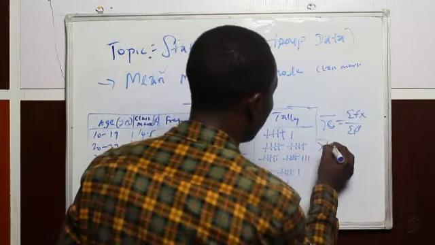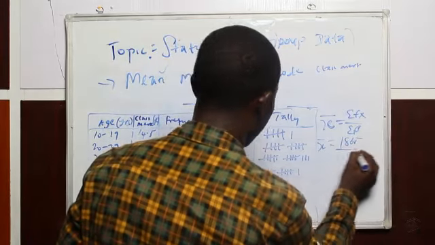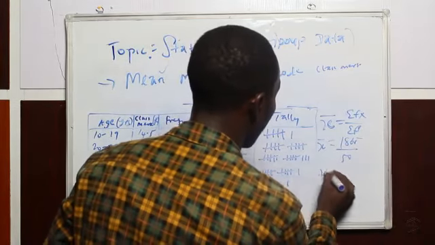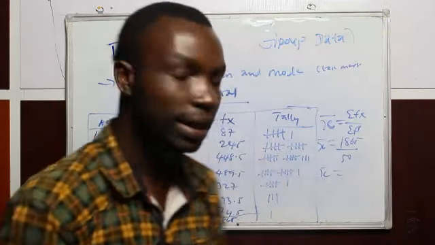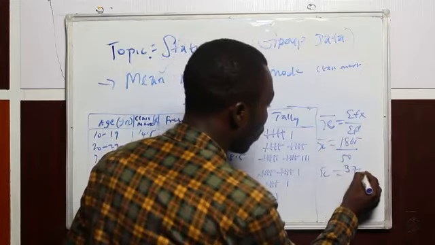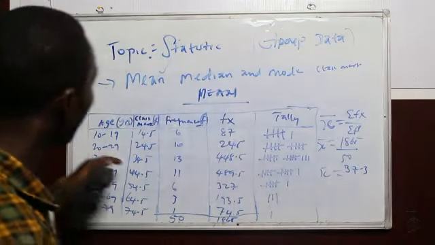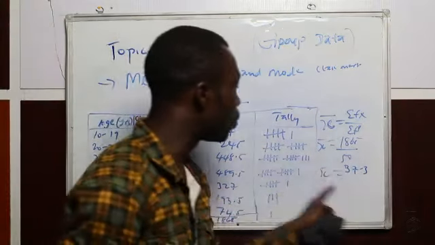1,865. Therefore, x bar equals 1,865 divided by 50. X bar equals what? Use your calculator to find the answer. And the answer is 37.3. So this is the formula for calculating the mean for a group data.